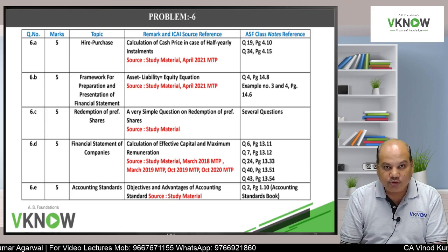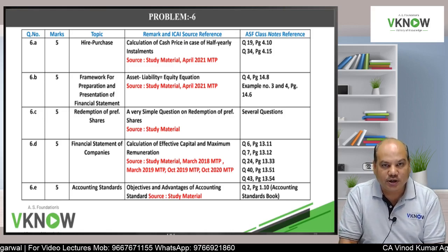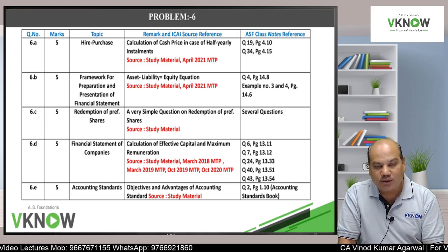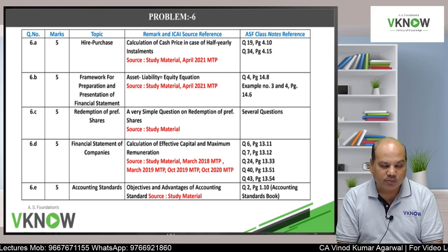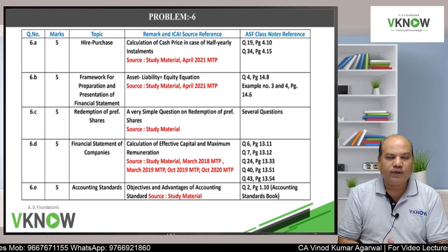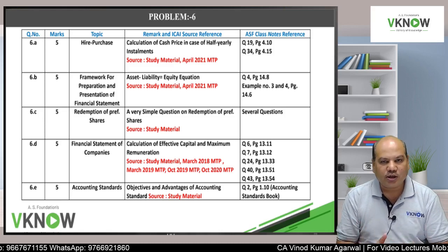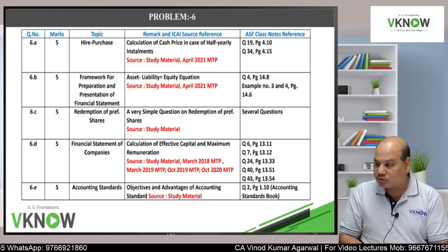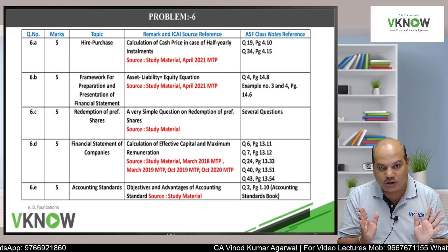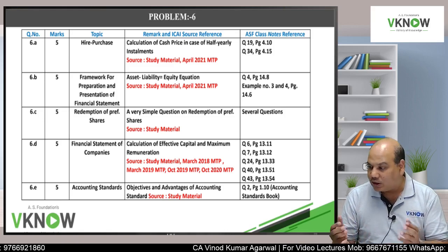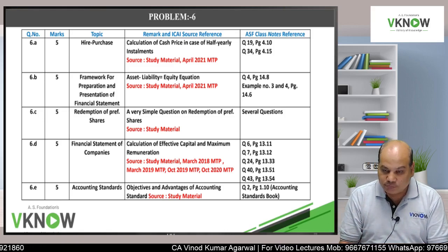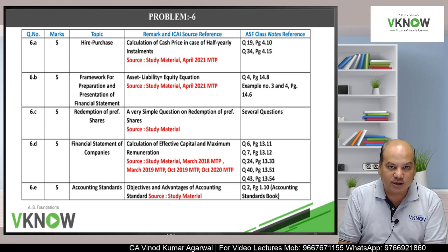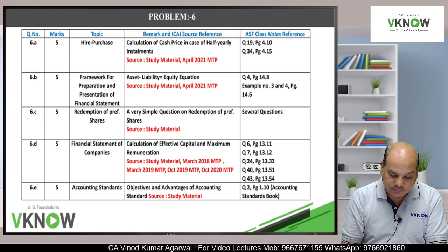Question number 6D is once again based on financial statements of companies. Here they have asked to compute effective capital and maximum remuneration payable. So for a loss-making company, you have to calculate the effective capital and how much remuneration can be paid under Schedule 5, that you have to calculate. And you will see this question has been asked several times in the study material. It is there in RTP, MTP. In our book we have covered at least 5 questions of the same type. So this was a bonus 5 marks.